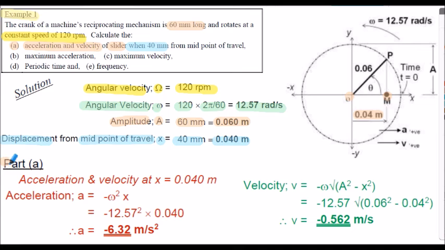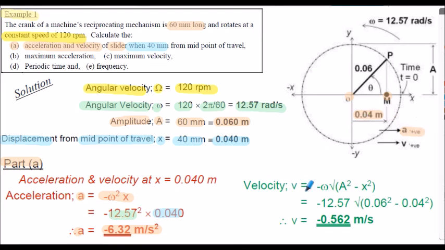So part A, to calculate the acceleration, we know from our previous work the acceleration is negative omega squared multiplied by x. The omega value above, it's 12.57. That's multiplied by distance x given in the question of 0.04. So we can calculate the acceleration. It's negative 6.32 meters per second squared. Negative because it will be opposing the positive direction on our graphical illustration here.